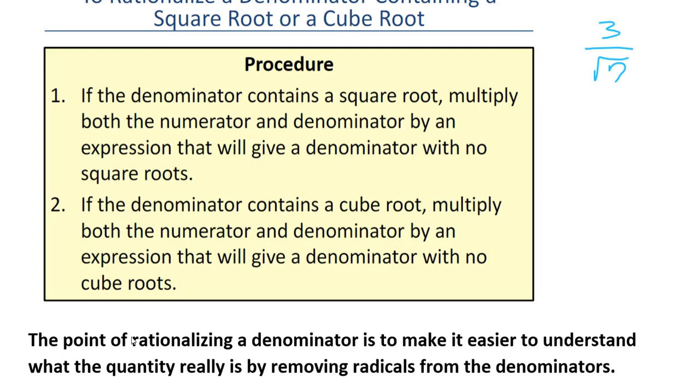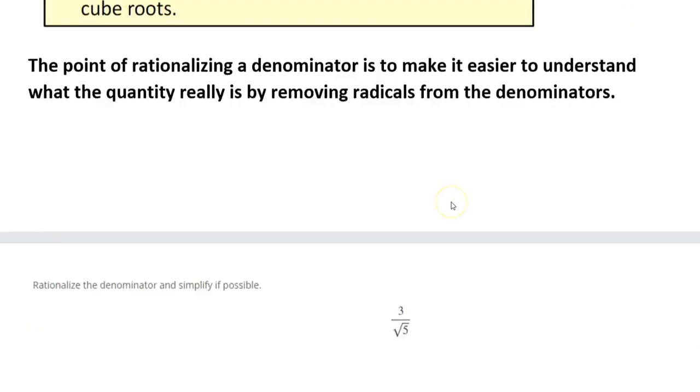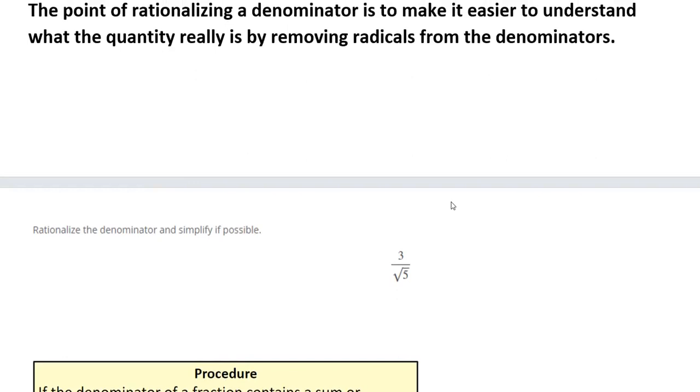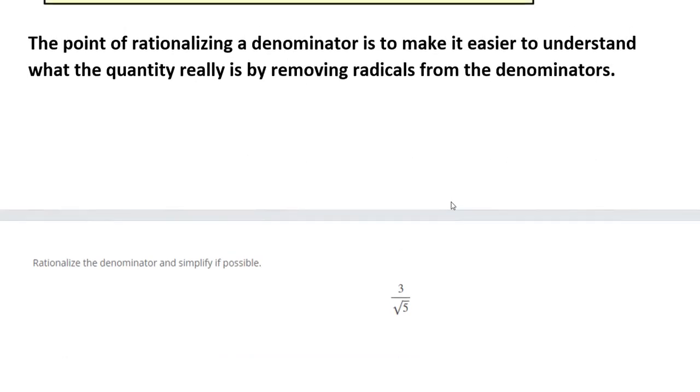But the procedure: if the denominator contains a square root, multiply both the numerator and the denominator by an expression that will give a denominator with no square roots. Pardon me. If the denominator contains a cube root, multiply both the numerator and the denominator by an expression that will give a denominator with no cube roots. Like I said, we're going to go through the examples on these. We'll do one real quick one right now. Very simple.